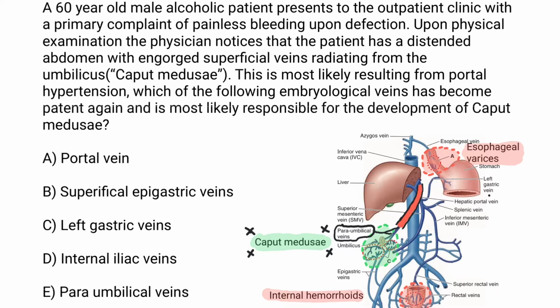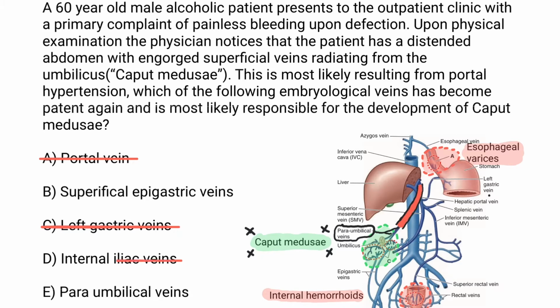When you look at portal vein, we know that portal vein will be involved in portal hypertension. However, the question is asking which of the following embryological veins is patent again. Portal vein has always been there, so we eliminate it. The superficial epigastric vein is involved, yes, in the caval aspect of caput medusa, so let's keep it maybe. Left gastric vein is going to be present in my esophageal varices, not this condition. Eliminate. Internal iliac veins are involved in my internal hemorrhoids. We can eliminate that too.